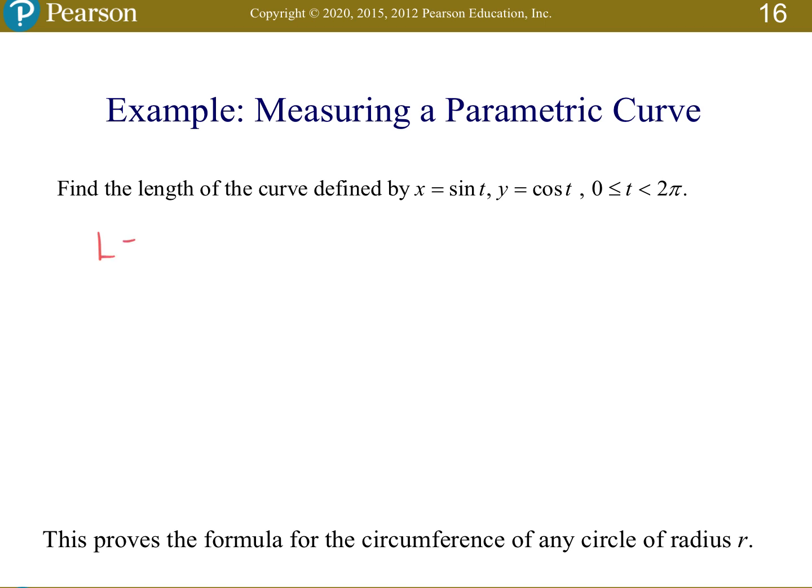All right, so L equals, my integral is going to match the parameter. So the parameter would be 0 to 2 pi. The square root then would have the derivative of x with respect to t, so that would be cosine t, quantity squared. And then the derivative of y with respect to t, which would be negative sine t, quantity squared. And then that is dt.